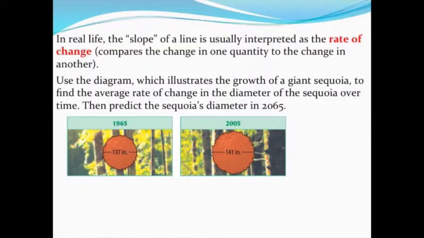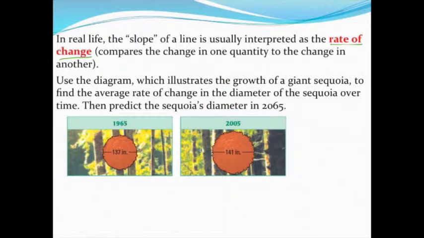Working with a real life problem, we may not call something a slope, but we will call it the rate of change, how quickly something is changing over time. So it's the same idea as slope. We're going to be doing a y1 minus y2 over x1 minus x2 thing, although it may not look directly like that. So let's take a look at this real life example.